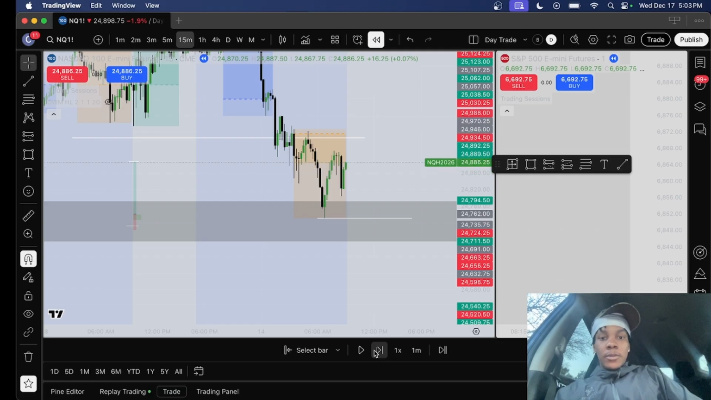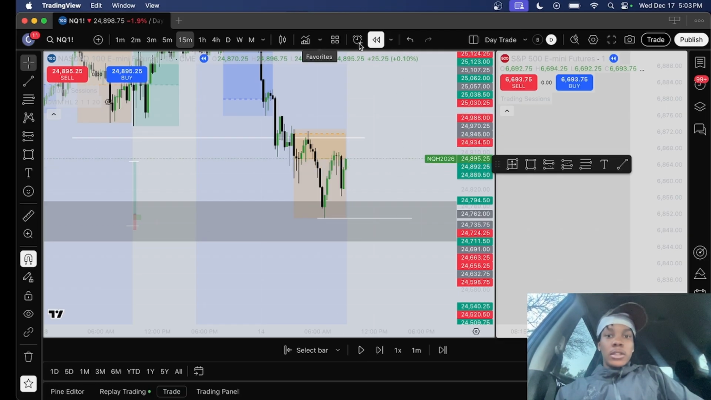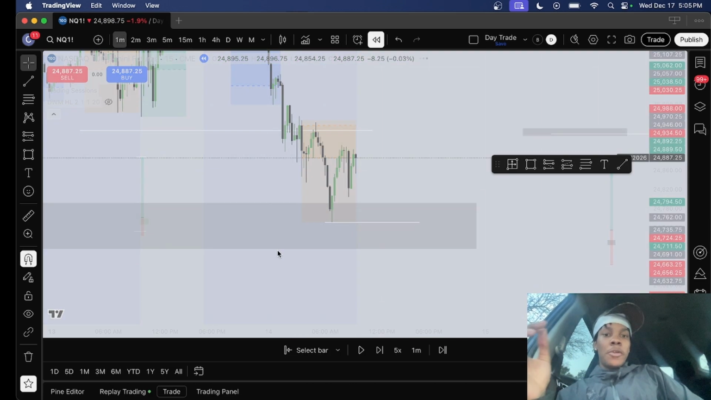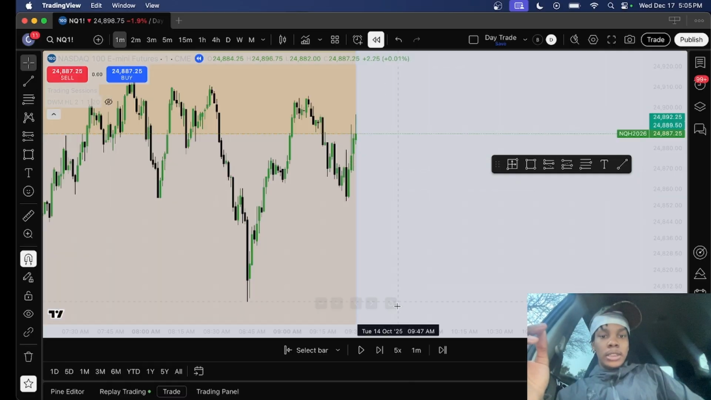Let's use the FX replay. Let me fix this for you guys. All right, so we have this liquidity marked out right here. This is the high time frame gap, and on the 1 hour, this is a high time frame swing low. So we have an A plus setup sitting right in front of our eyes. I want to go down on the 1 minute so you guys can truly see what this looks like.